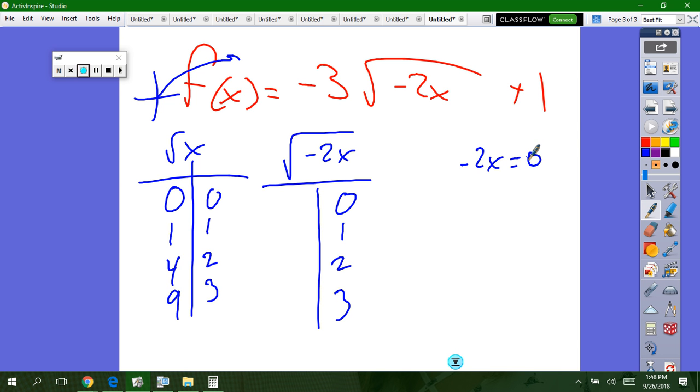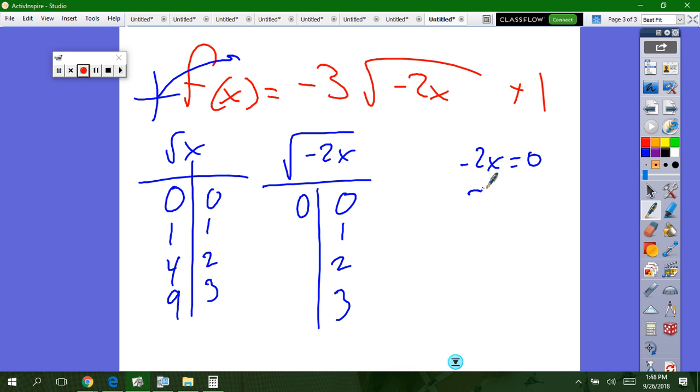I want him to get back to 0. So what is that x value that's going to get me back to 0? 0. That would make sense because 0 times negative 2 is still 0. Square root of 0 gets me to 0, right? A little harder one though. What value do I need to plug in for x to get me back to 1? Because when I take the square root of 1, it gives me 1, which is what I'm needing, right?